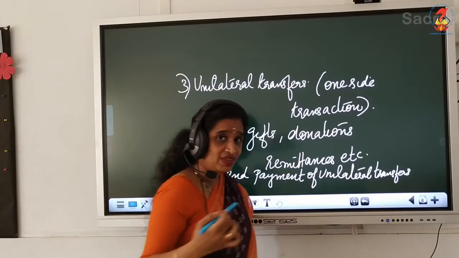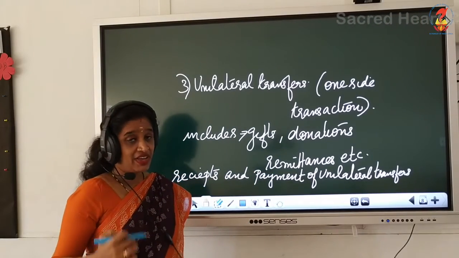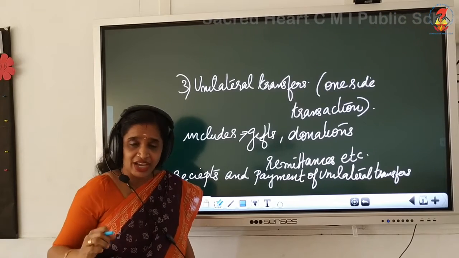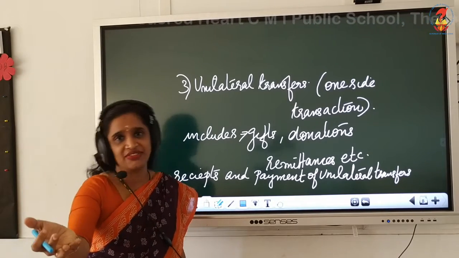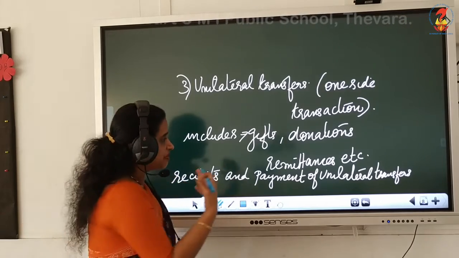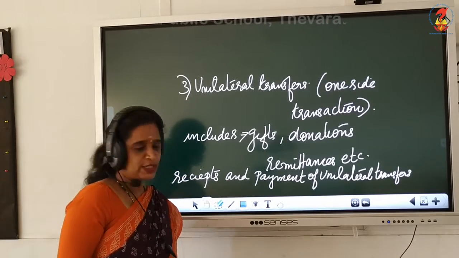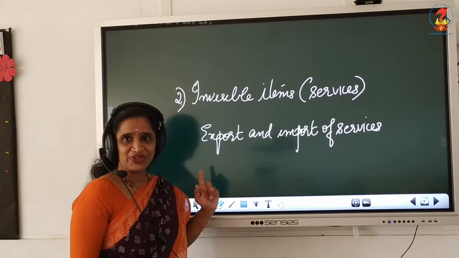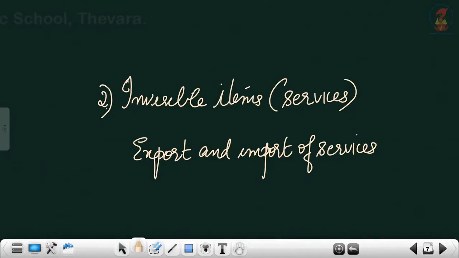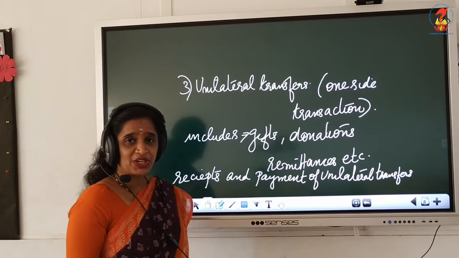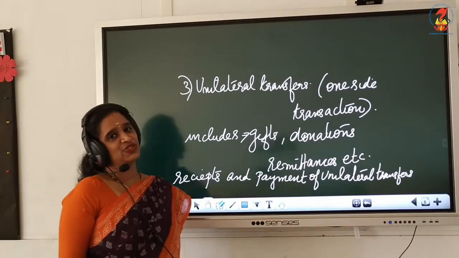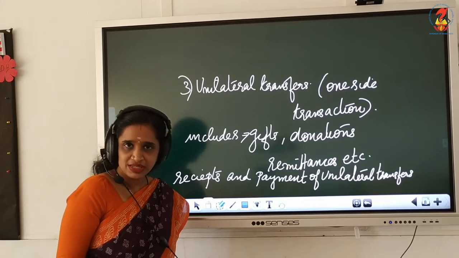The remittances that we give, the remittances that we receive, the gift that we receive, the gift that we give, the donations that we give and donations that we receive. So, receipts and payments of unilateral transfers. For the other two, we have just written export and import of goods, export and import of services. But here, instead of writing export and import, the correct term that you can use is receipts and payments of unilateral transfers. I hope it is clear to you.